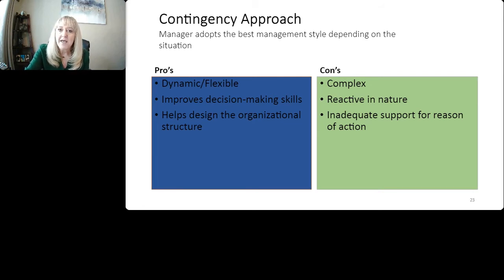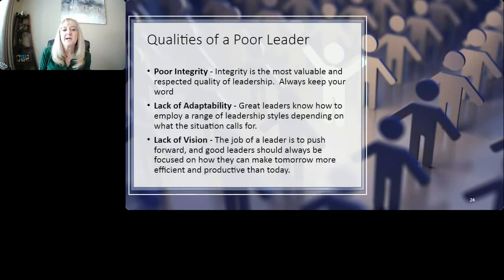But as you grow as a manager, it's less important about being liked and it's more important about being respected. So we're going to discuss what the qualities of a poor leader look like, and hopefully we can avoid that. I think we've all had great supervisors and some not so great. So what do those characteristics look like?